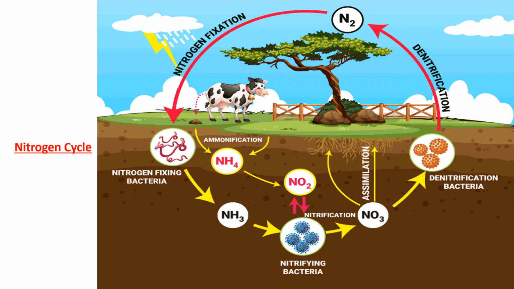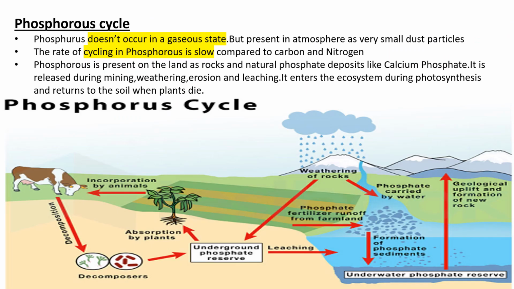As we have said earlier, the biogeochemical cycles consist of both sedimentary cycles and gaseous cycles. Among the sedimentary cycles, we'll study the phosphorus cycle. Now, apart from the fact that the phosphorus cycle is not a gaseous cycle, it also occurs at a very slow pace compared to the carbon cycle or nitrogen cycle.